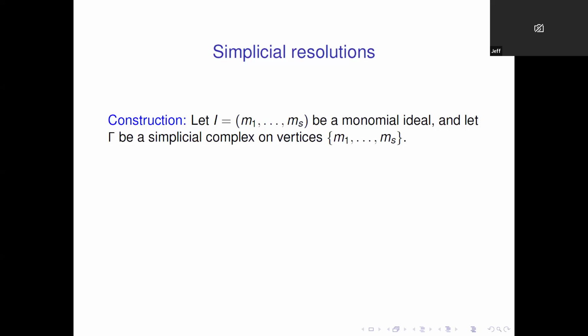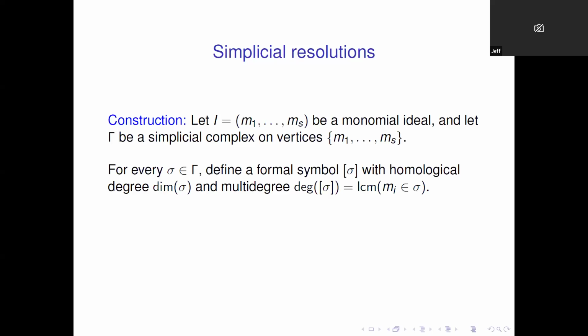So the basic idea here is that many resolutions of monomial ideals can be built out of combinatorial topology this way. So let I be any monomial ideal on S generators, and gamma a simplicial complex on S vertices whose names are the same as the names of the generators. Then for every face of gamma, we're going to define a formal symbol corresponding to that face. It'll have homological degree the same as the dimension of the face, and multi-degree given by that least common multiple of its vertices.